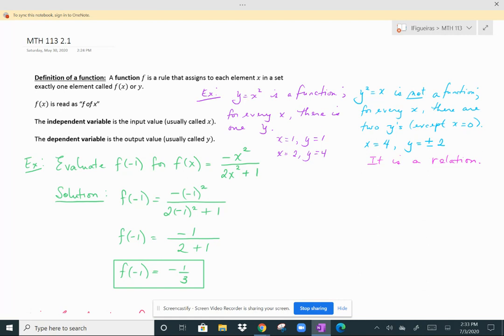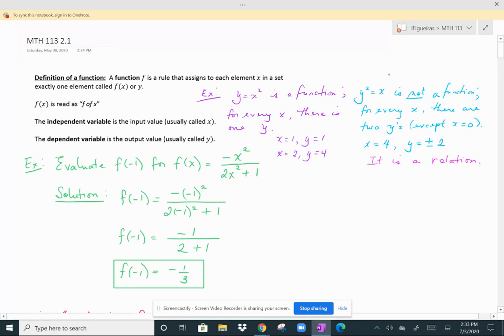So here are some examples. When x is 1, y is 1. When x is 2, y is 4. Because all you have to do is square the number that x is, and you get your y value. And x really could be any number. I just picked 1 and 2 as an example, but x could be 0 and y is 0. X could be -1 and y is 1, but you only get one answer for y.